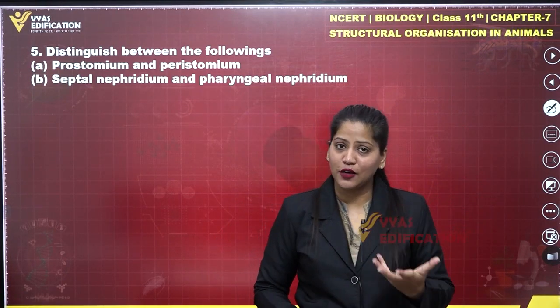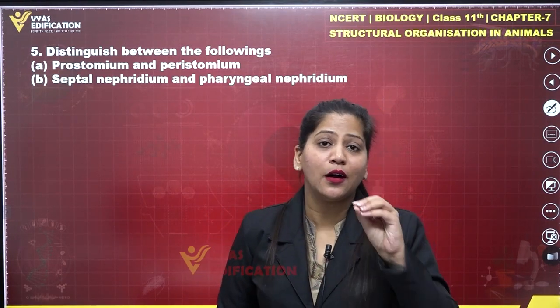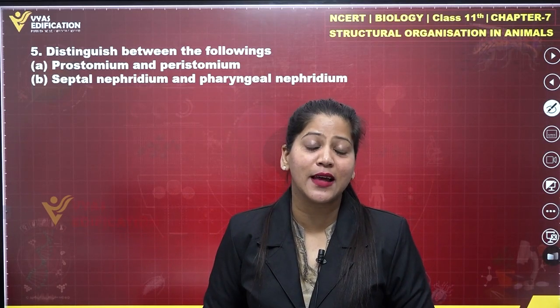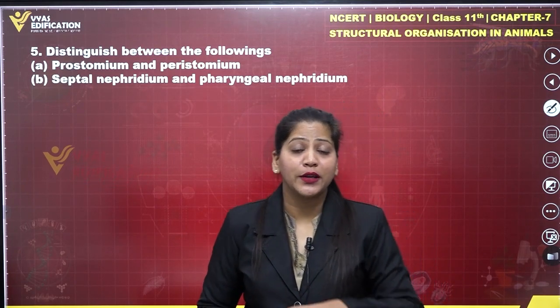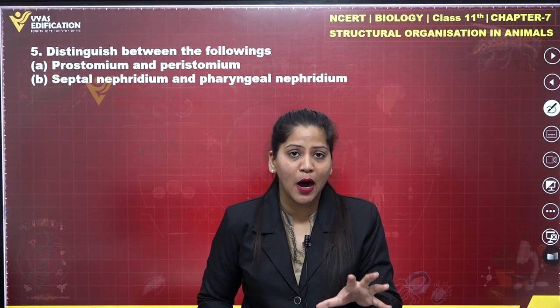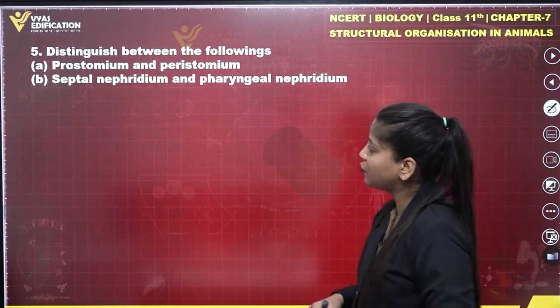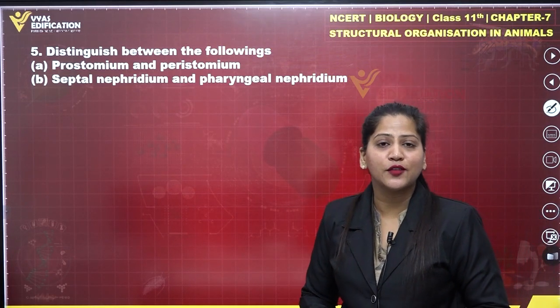If we talk about the functions of these two, prostomium helps the earthworm push into the soil and also functions as a sensory organ. Now the next one, peristomium, just surrounds the mouth. So this is the basic difference between prostomium and peristomium. Let's write the answer.